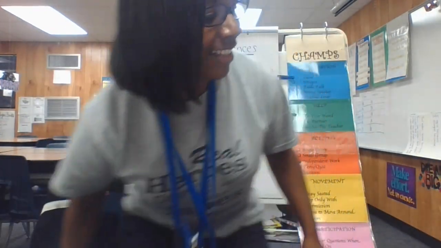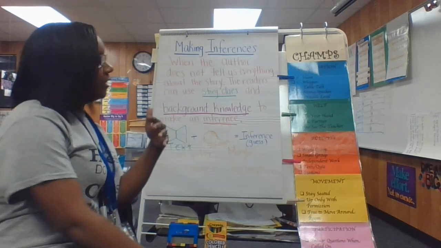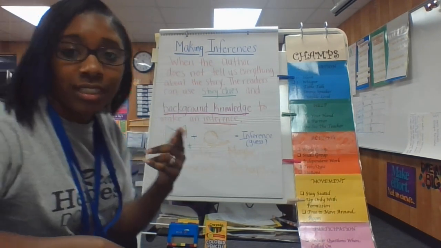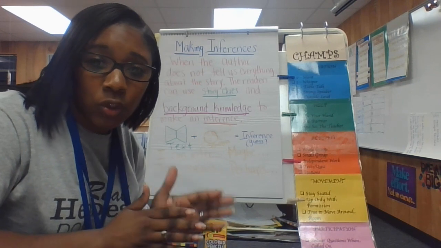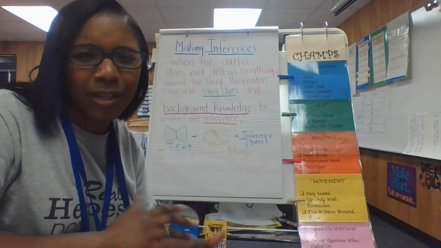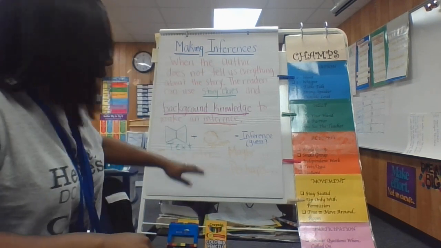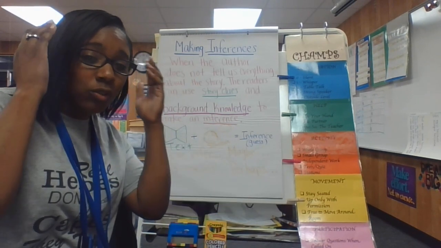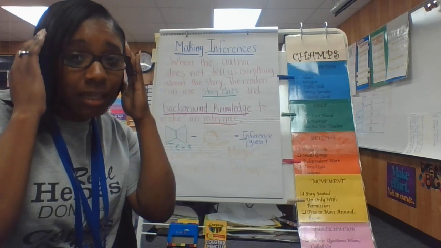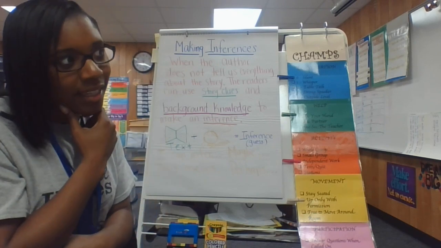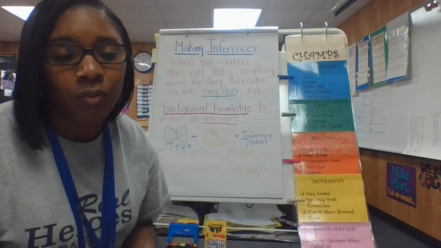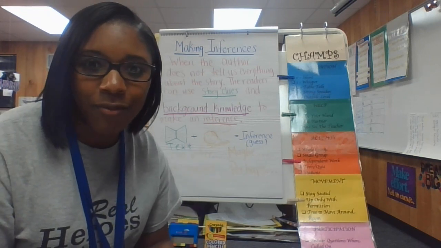Okay, scholars, that's it. An inference is when the author doesn't tell us everything, and we can use story clues and background knowledge to make a guess about what's going on. And the inference equation, we use what's in the text. We use what's in our brains. It's also called schema. And we can make a guess. Okay? So you're just making a guess based on what's in the story and what's in your head already.